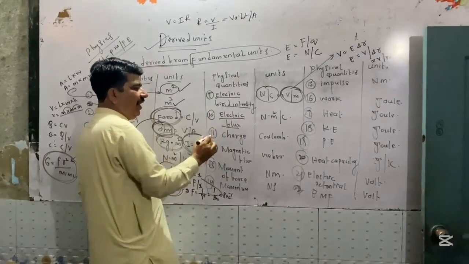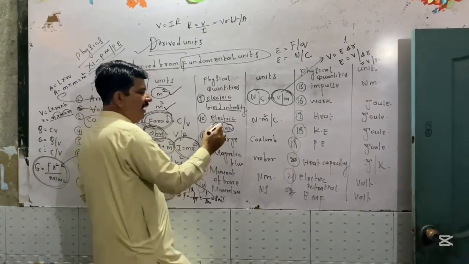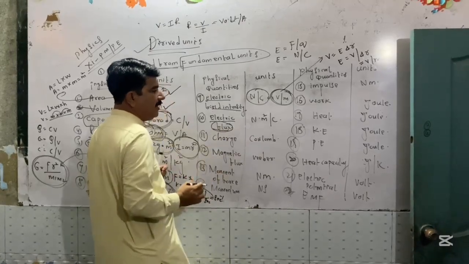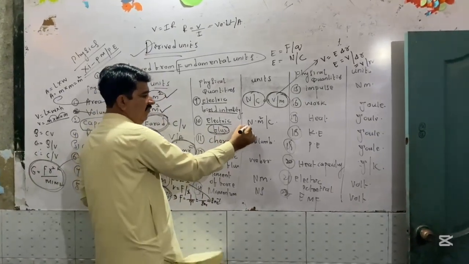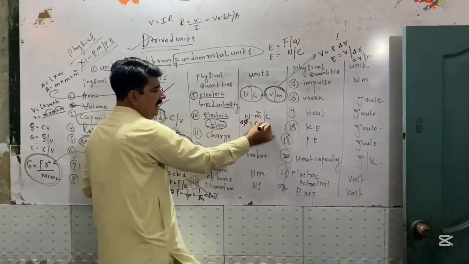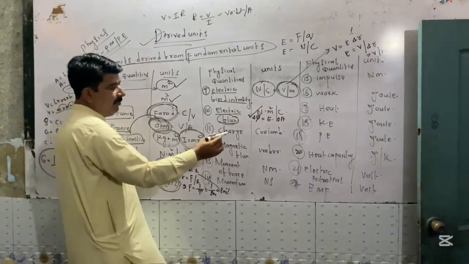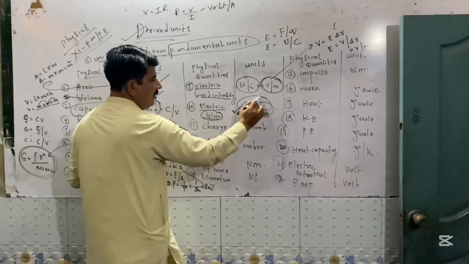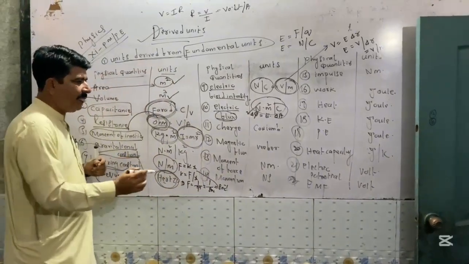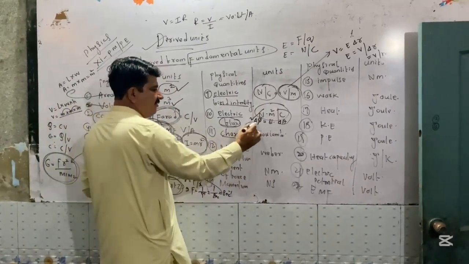Now electric flux. Flux means flow, and the electric flux unit will be Newton meter square per coulomb. The electric flux unit comes from this formula, E dot delta A. This is the formula of electric flux, and from it we get Newton meter square per coulomb. Next one is charge. The unit of charge is coulomb.